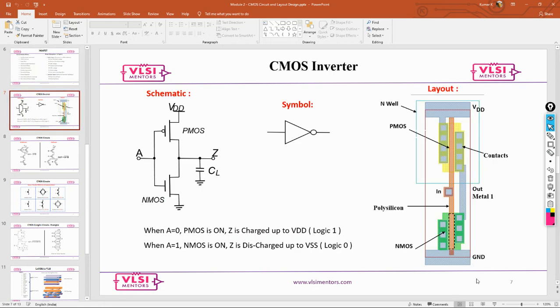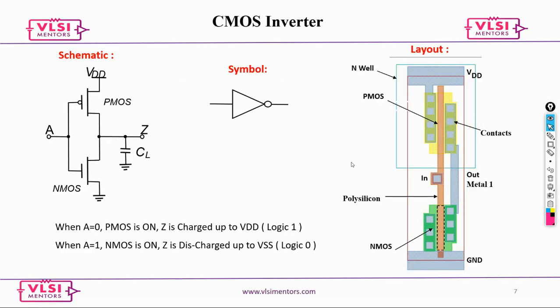Okay, now this particular slide talks about the CMOS inverter. When I say CMOS inverter, you know that your PMOS is going to be on the top and NMOS is going to be on the bottom. Okay, now the moment when you give, sorry, before I go there, did we explain this slide?